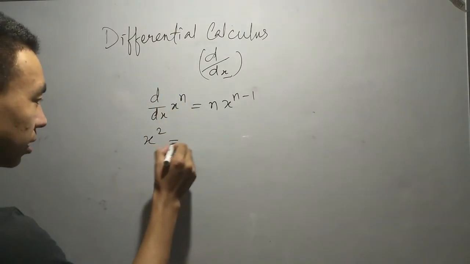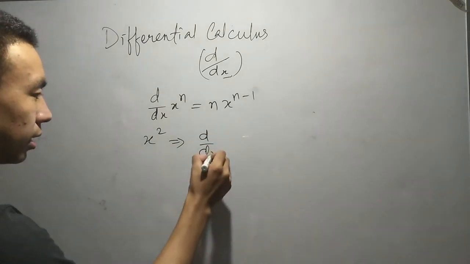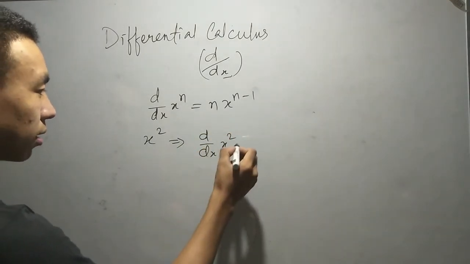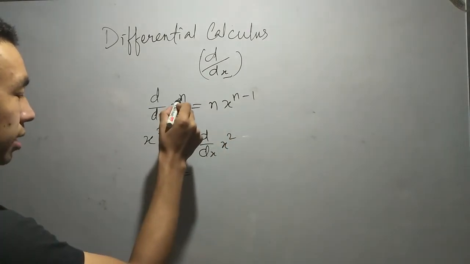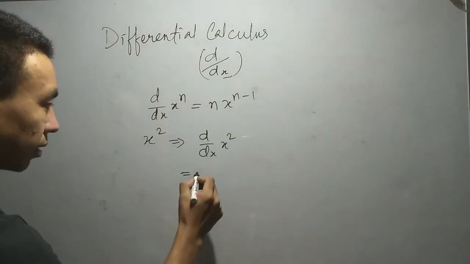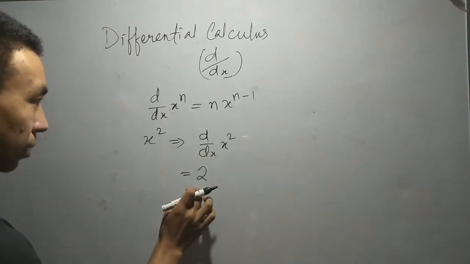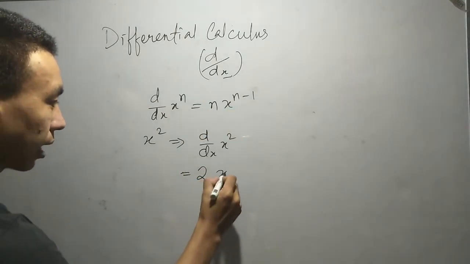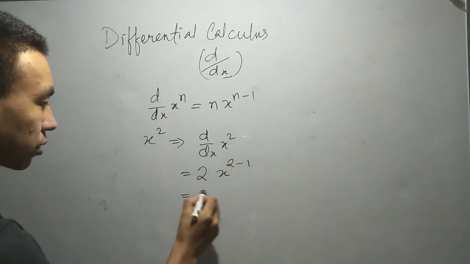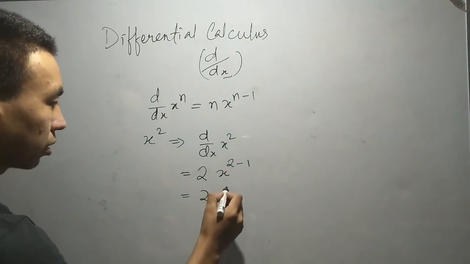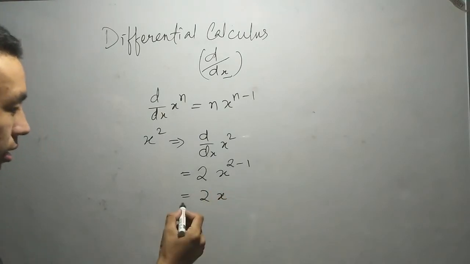Then d by dx of x squared equals, see here the power is n, and here the power is 2, so we will write 2 instead of n. Then x is x, and n is 2, so 2 minus 1. So it equals 2x to the power 2 minus 1, which is 2x to the power 1. So this is the final answer.